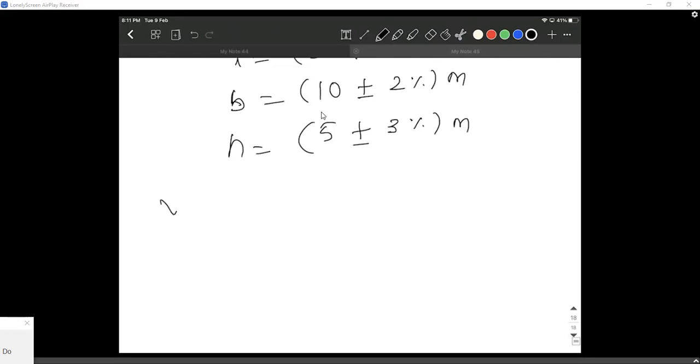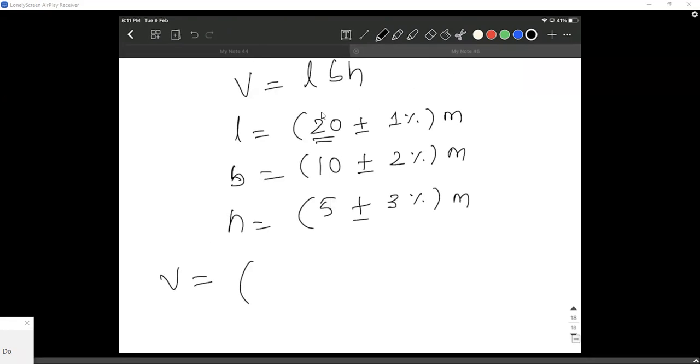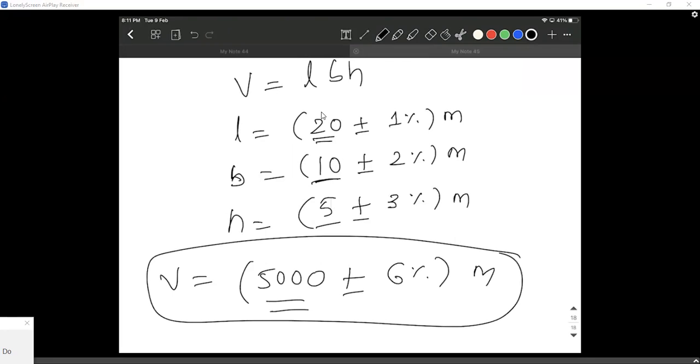So when you want to find the volume, first of all, find the normal volume. How do you find the normal volume? Multiply all these three things. 20 into 10 into 5. How much? 1000 into 5, 5000. The volume is 5000 directly. For the error, you simply have to add 1 plus 2 plus 3, 6%. So this is how you write the volume. You get that, people? Guys, get it? I hope it is clear for you people.